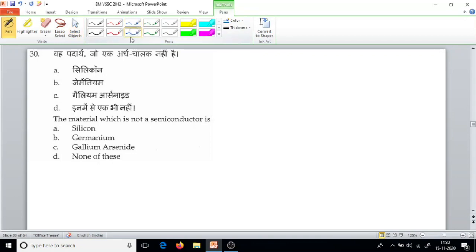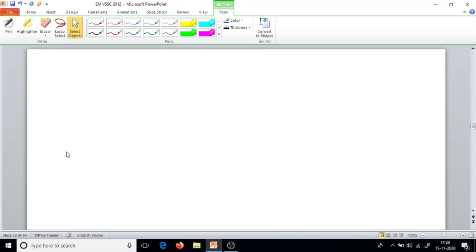Question number 30. The material which is not a semiconductor is. Silicon is a semiconductor, germanium is a semiconductor, gallium arsenide is also a semiconductor. So the answer is option D, none of these.